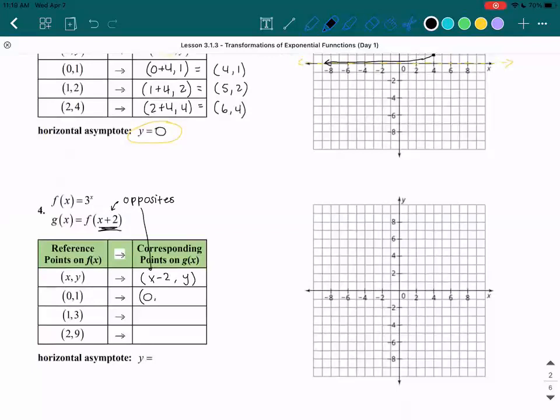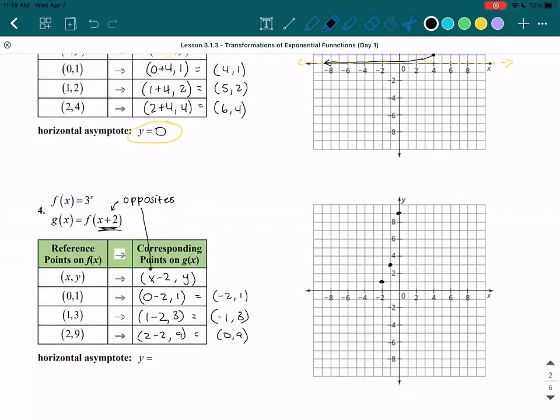So this one should be 0 minus 2, comma 1, which gives you negative 2, comma 1. This one should be 1 minus 2, comma 3, which gives you negative 1, 3. This one should be 2 minus 2, comma 9, which should give you 0, 9. Okay, and then I'm going to plot those points, negative 2, comma 1, negative 1, comma 3, 0, comma 9.